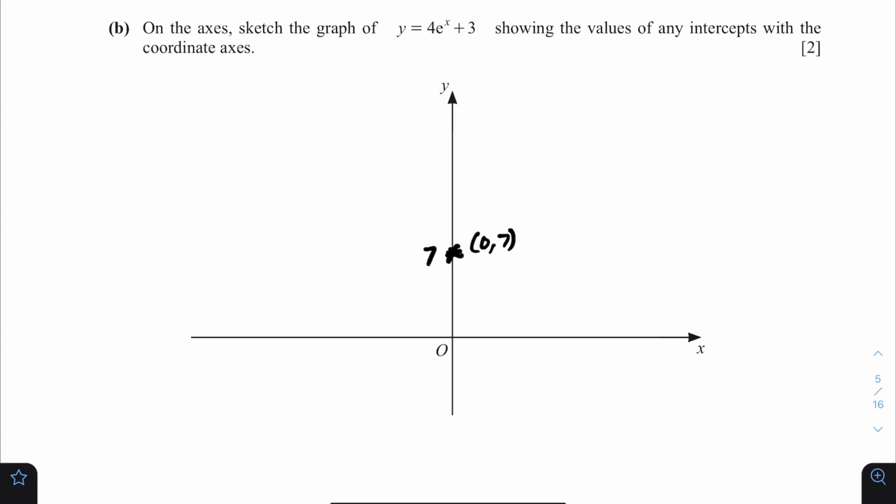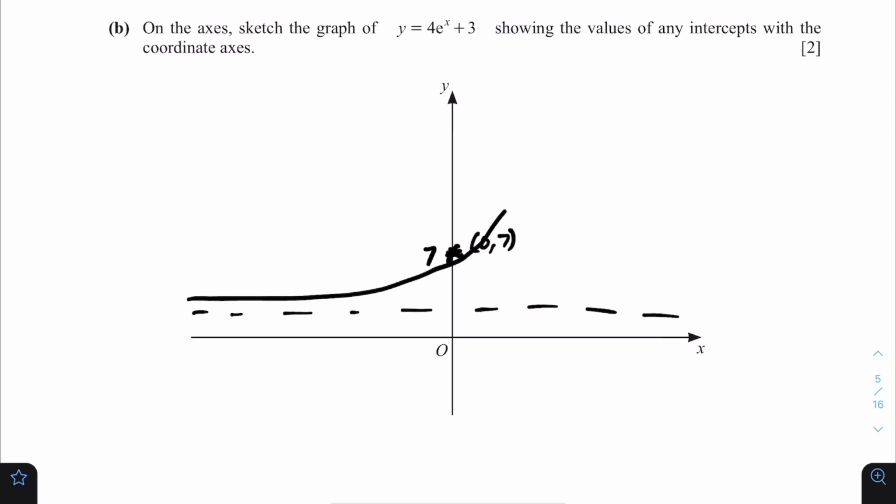Now, based on that, we do know that e to the power of x is asymptotic. So we know the asymptote will be there because 4e to the power of x can't be anything less than 0. Therefore, the asymptote will be at y equals 3. So we can just assume there's an asymptote over here, and that can inform us when drawing the graph. Now, we know the general shape.